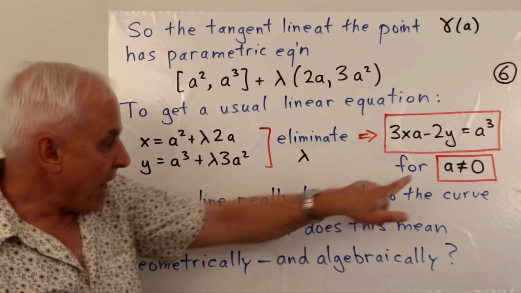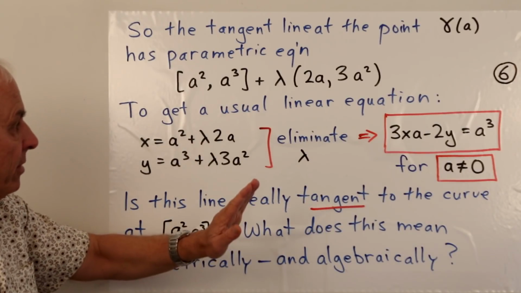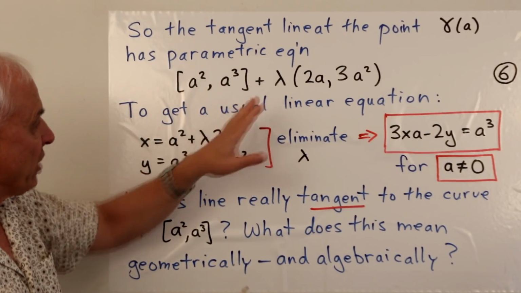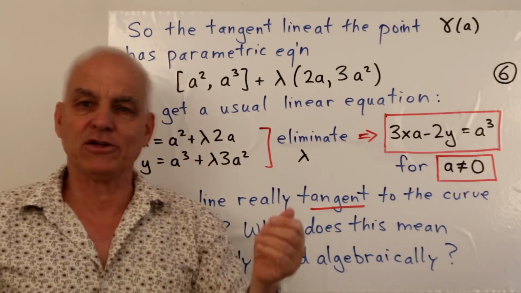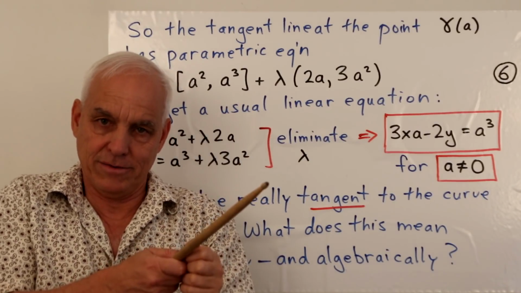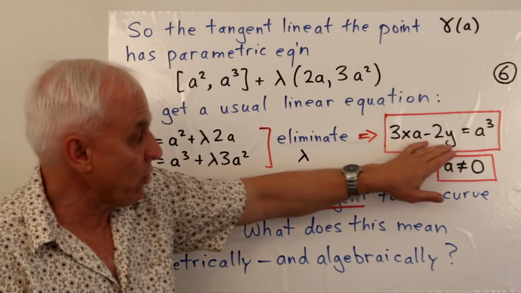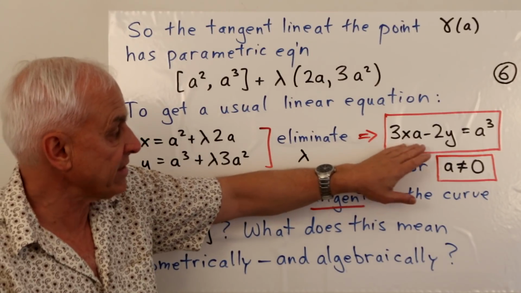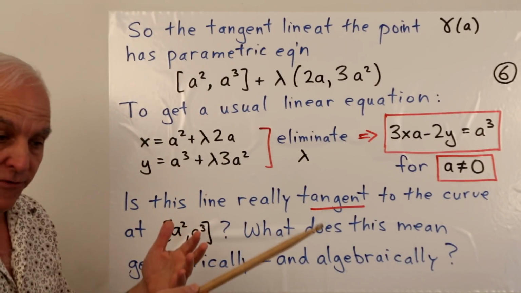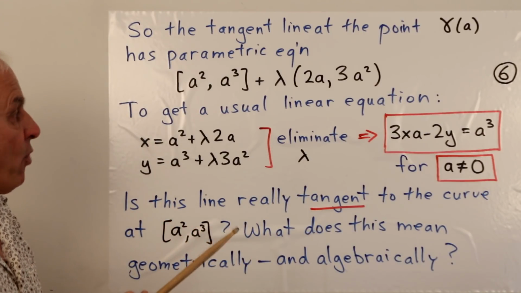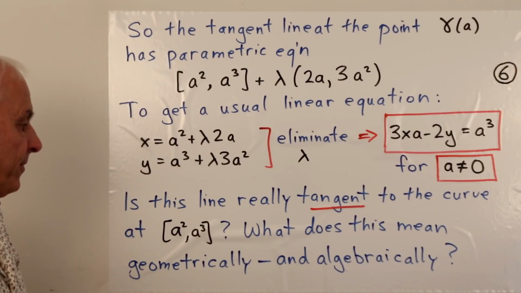And crucially, that works only if a squared is not equal to 0. If a happens to be 0, okay, then this whole thing degenerates to a certain extent. We have the origin over here, but this vector that we get is the 0 vector. So there's no real tangent line here. Okay? So we have to exclude that from our analysis, and if we do that, then we get this equation. It's a linear equation in x and y, 3xa minus 2y equals a cubed. That's then the equation of the tangent line to the curve at the point (a squared, a cubed) that we've obtained through this infinitesimal analysis.